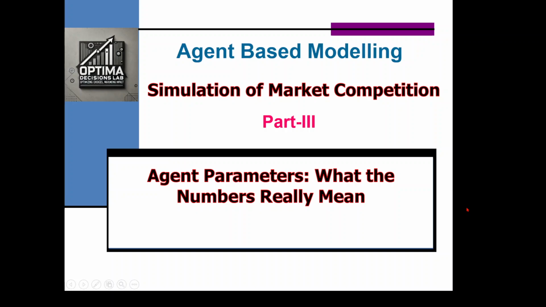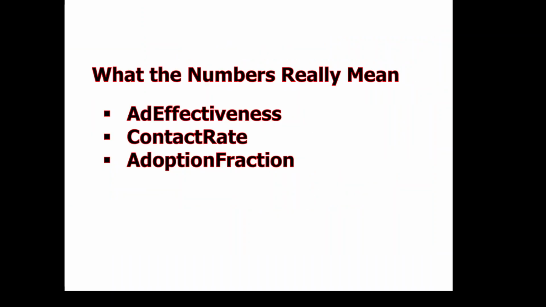You might have heard many times the name of agent parameters during agent-based modeling, and you might have wondered what these numbers really mean. Though I have been discussing these numbers in my previous videos, I thought there should be a separate video about the physical interpretation of the agent parameters. More specifically, as we are doing a market competition simulation, I'll be talking about ad effectiveness, contact rate, and the adoption fraction.